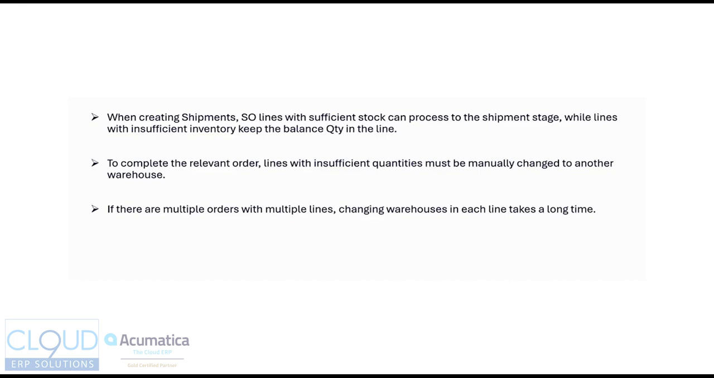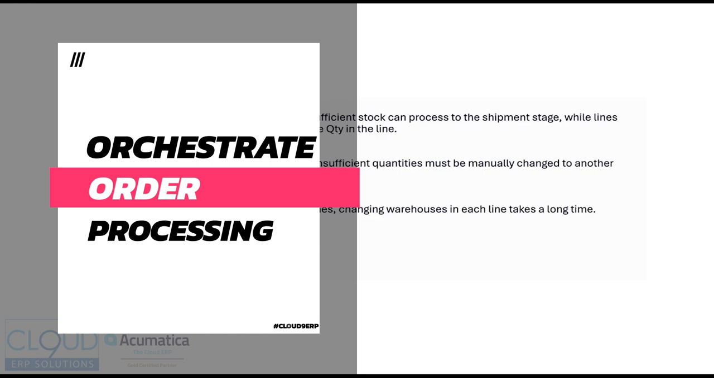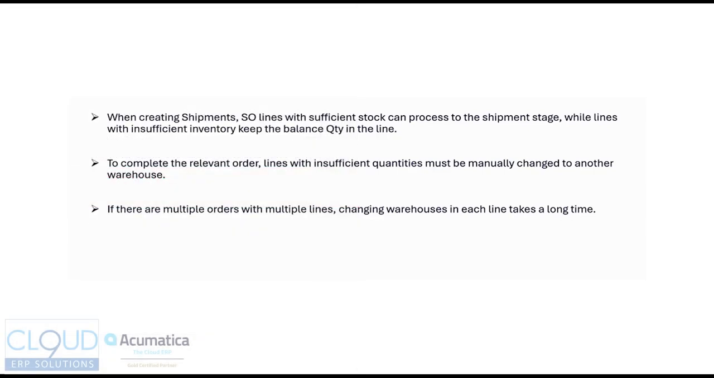In this video, we're going to show you an experimental feature that can help you fulfill orders across multiple warehouses. One of the challenges we have is we have orders, and we need to create these orders into shipments. Sales order lines with sufficient stock will get processed through their designated warehouses. But when there's insufficient stock, those balances will stay over on the sales order. So to complete the relevant order, lines with sufficient quantities need to be changed over to other warehouses.